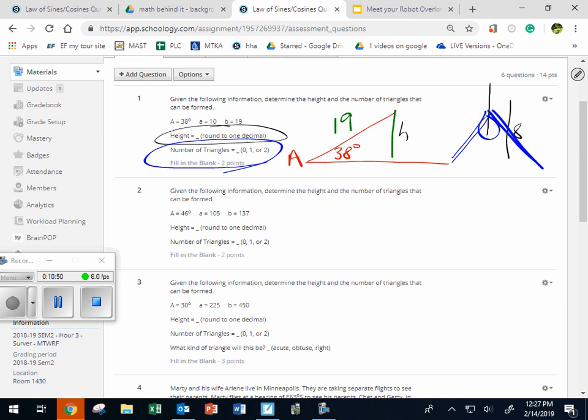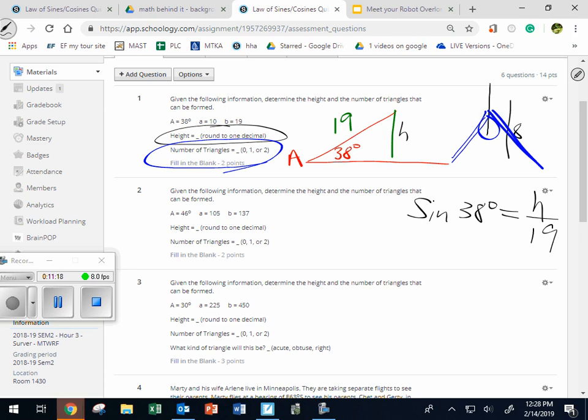So is it sine, cosine, or tangent? What involves the opposite and the hypotenuse? I think it's sine. Sine of 38 is equal to h over 19. And then you're pretty much there.